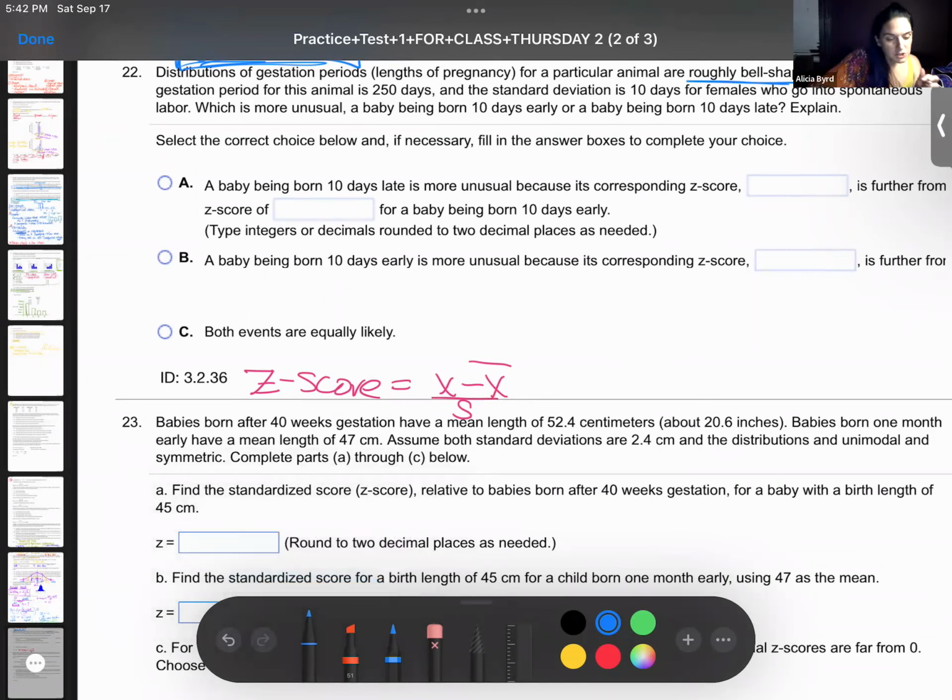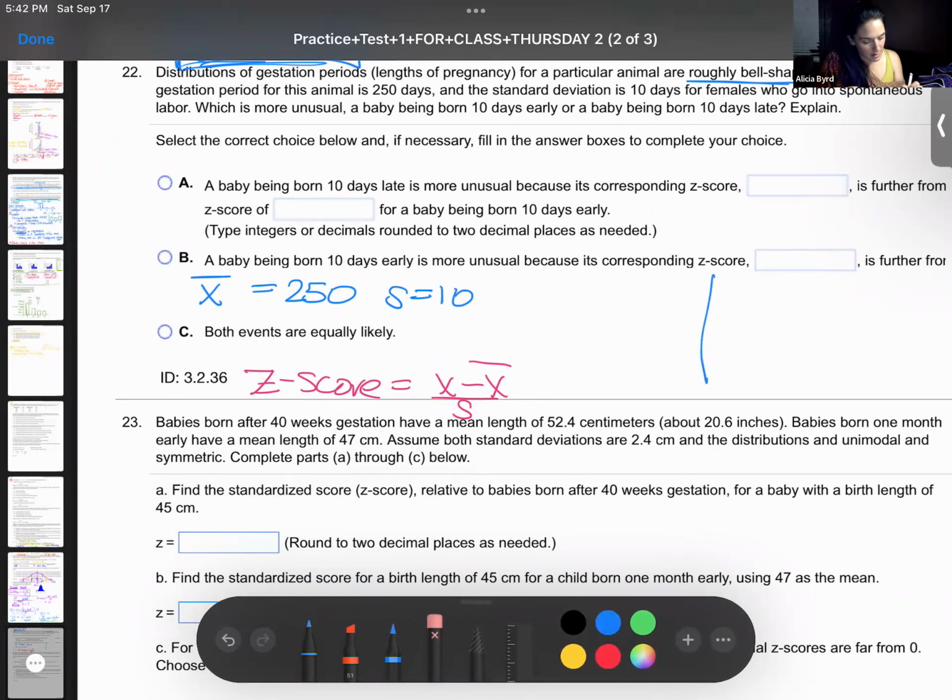The mean gestational period for this animal, so we've been given the X bar. So the mean gestational period X bar is 250 days. The standard deviation S is 10 days for females who go into spontaneous labor. Which is more unusual? So let's think about this.